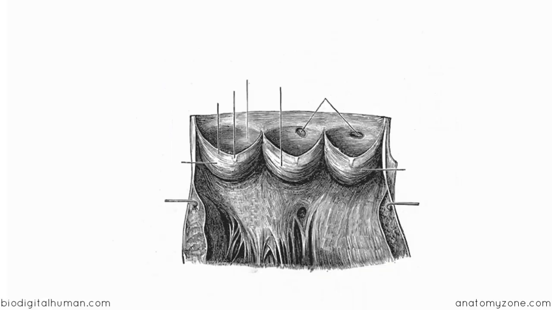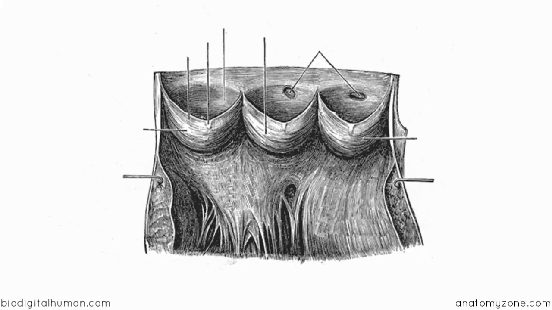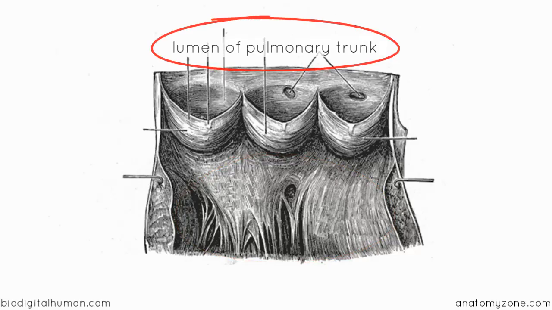This diagram here just illustrates a dissection of the pulmonary trunk with the dissection flattened out. So you've opened up the pulmonary trunk and flattened out this valve, so you've got the three cusps in a row. Down here you've got the outflow tract of the right ventricle, and up here you've got the lumen of the pulmonary trunk.